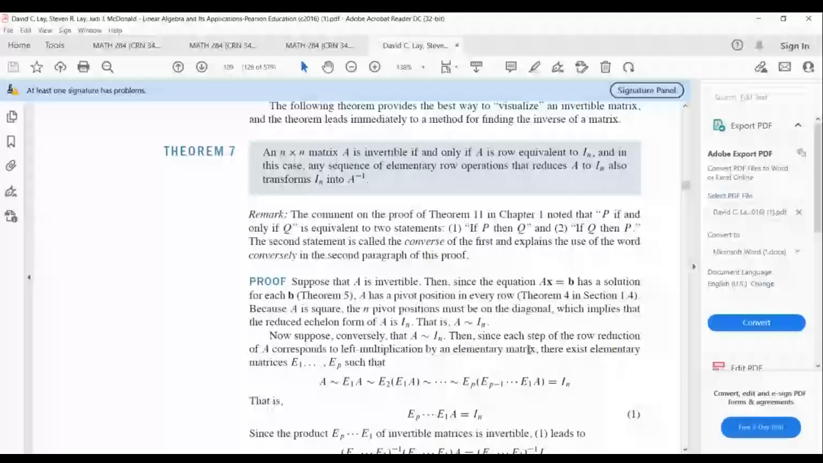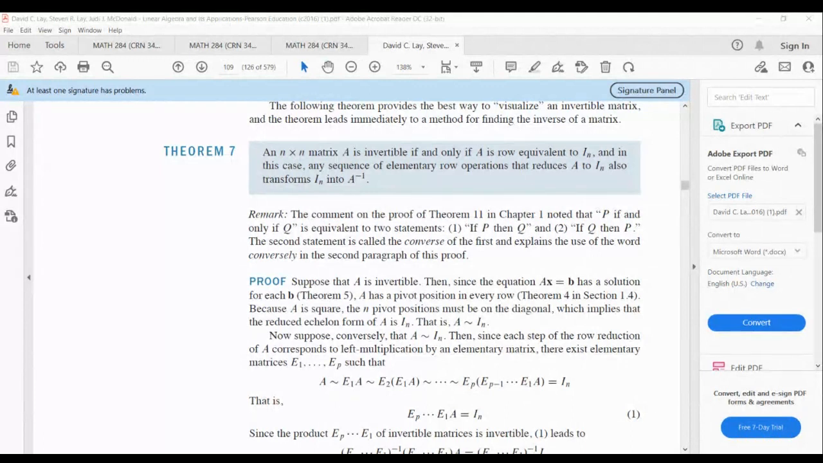Let me see. Just got to find it. One moment here. Hold on. I just got to find it here. I have the book. I just want to get it to show. There we go.